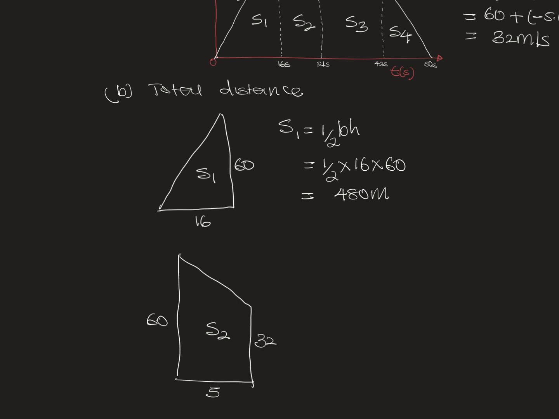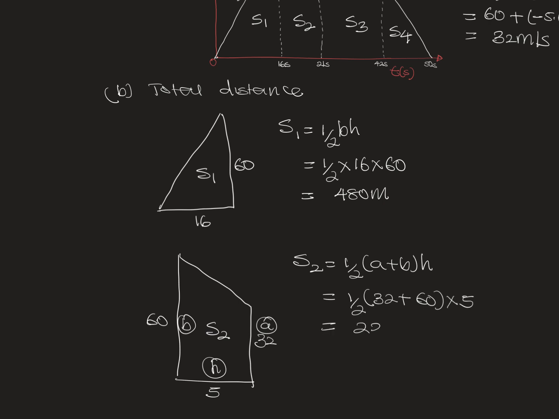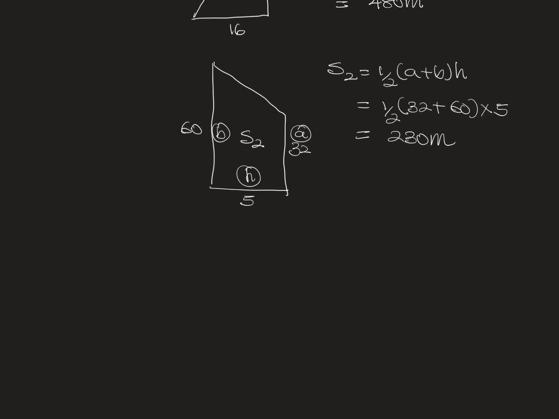So to find the area of a trapezium, because it looks like a trapezium, the area of a trapezium is half (A plus B) times H, where this side will be A, this side will be B, and this will be H. So that will be half into A is 32, B is 60, H is 5. That will give you 230 meters.